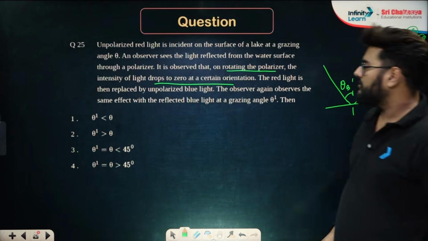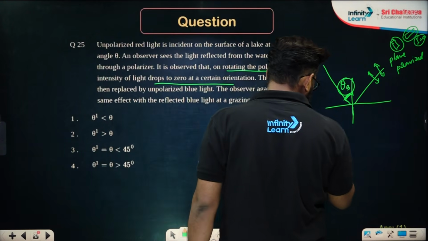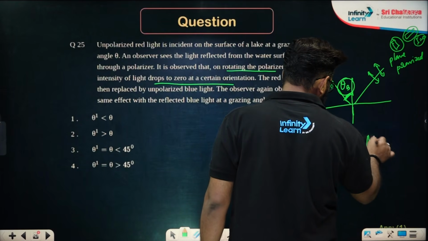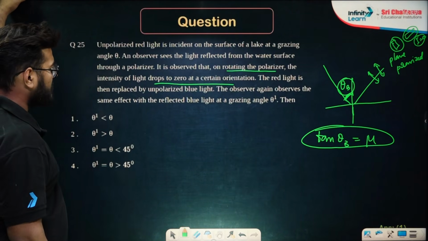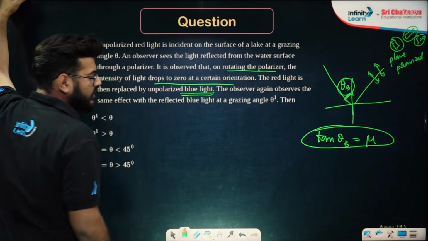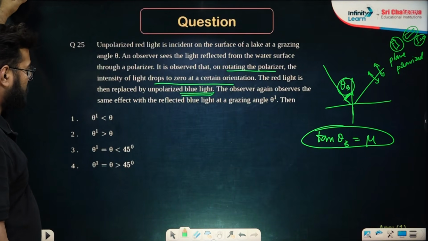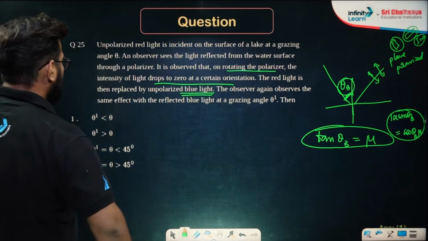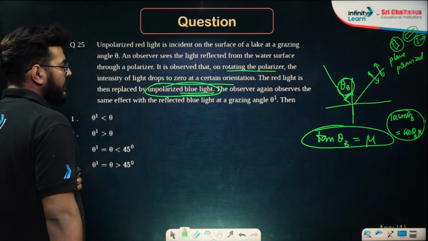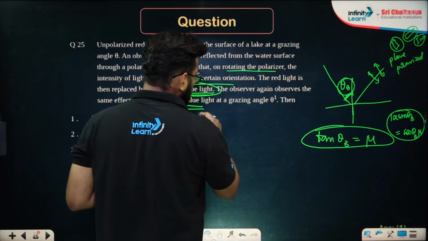So by this they are trying to convey that the angle which you have taken is the Brewster angle. That means tan theta over here is basically mu. Am I clear? So this is for red color. Now if you are talking about blue light, the same thing applies. For blue light, the wavelength is lower. The red light is then replaced by unpolarized blue light. The observer again observes the same effect with the reflected blue light. So again, for the reflected blue light, the same thing is going to happen.